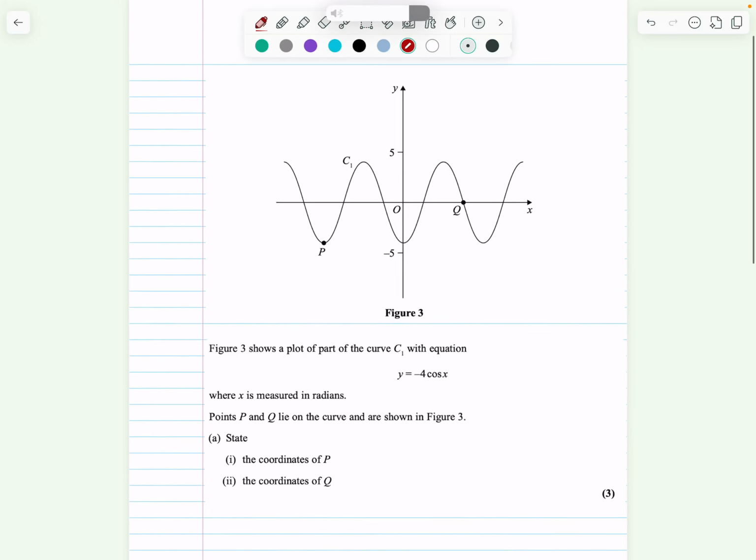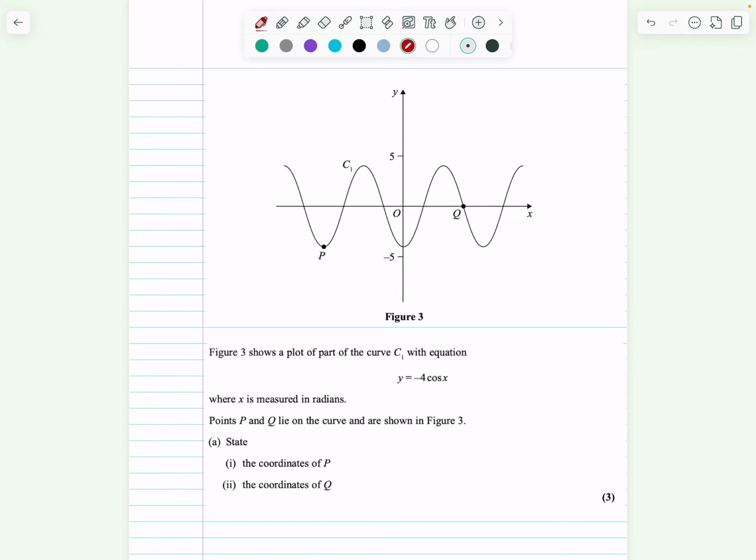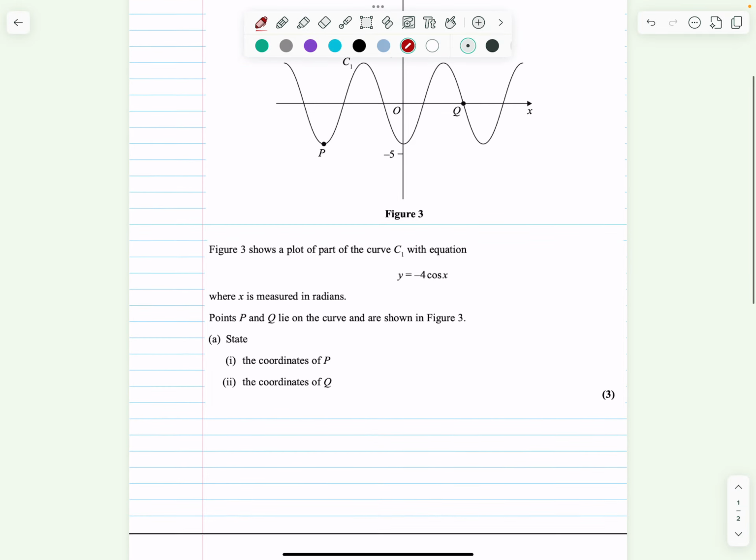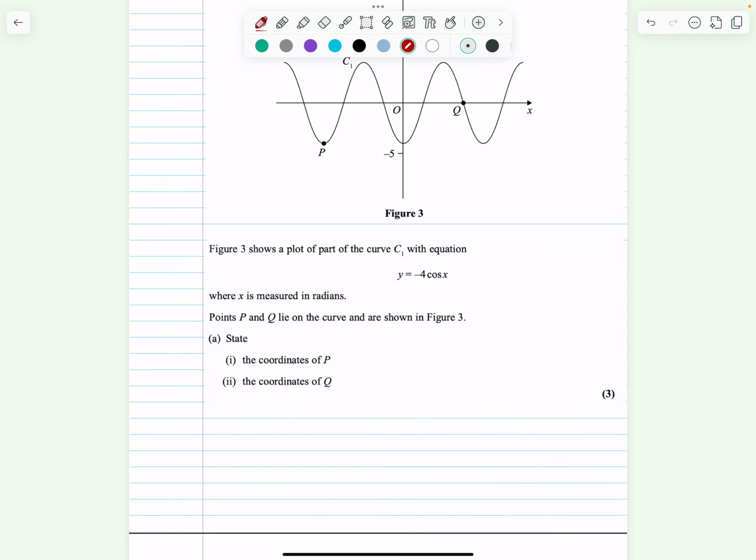Number 7. This is a question related to trigonometric graphs, and a lot of my students are having difficulties with this topic. I found this question easier than any other questions in Pure Mathematics 1. Almost everything we do in a question like this is just the main idea. There's nothing completely changed.